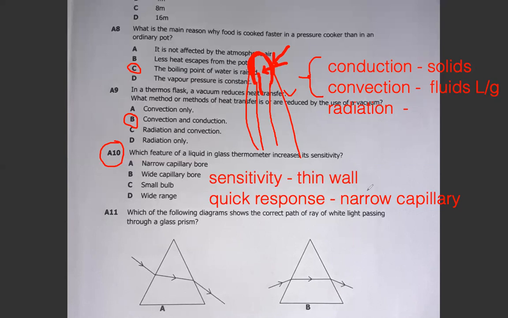Secondly, because they did not talk about the sensitivity, I'm sure maybe that's the angle they were trying to look at. But basically, where you see the narrow capillary, it's for the quick response. But it is because something which is sensitive should also be able to provide a quick response that we can settle for this, because the thin wall is not there. But if the thin wall of the bulb was there, that could have been our best answer.